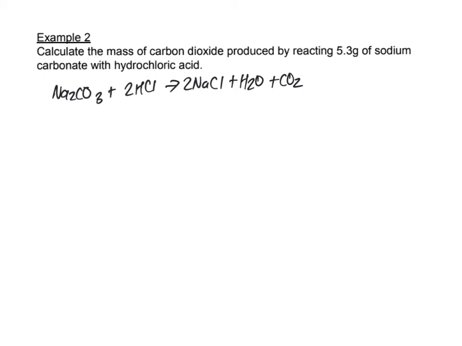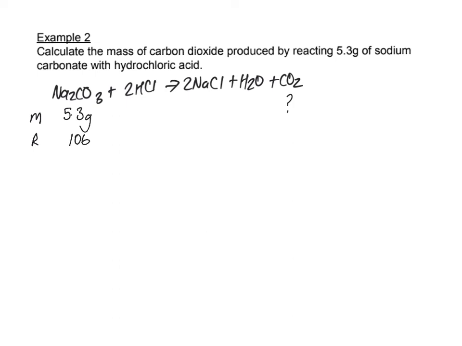This time calculate the mass of carbon dioxide produced by reacting 5.3 grams of sodium carbonate with hydrochloric acid. Let's use MRM to help us structure the question. M stands for mass. In the question, we have been told we have 5.3 grams of sodium carbonate and we're being asked the mass of carbon dioxide. We don't work in masses, we work in moles, so R stands for the RFM, and in the case of sodium carbonate, it is 106.